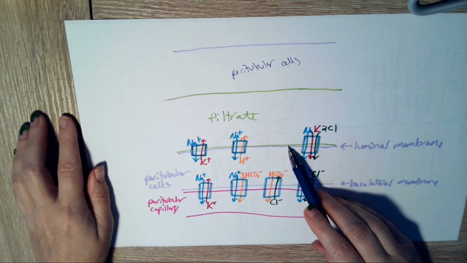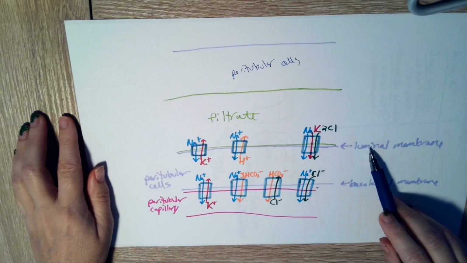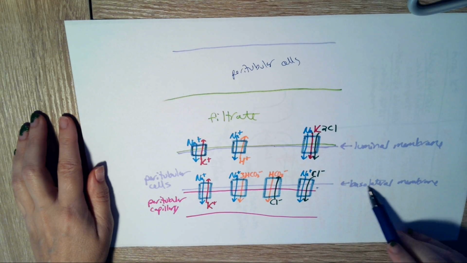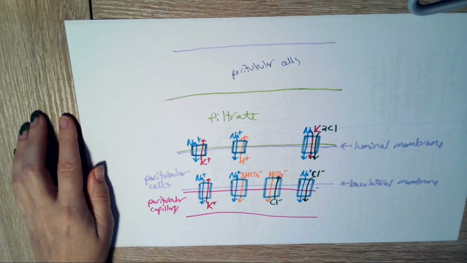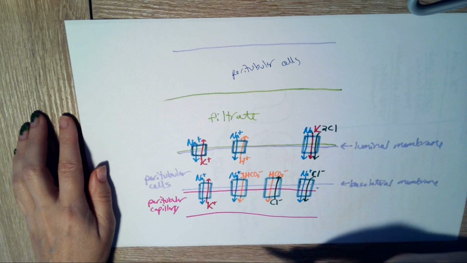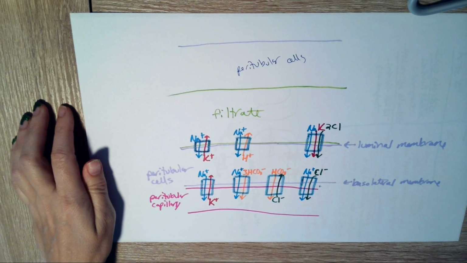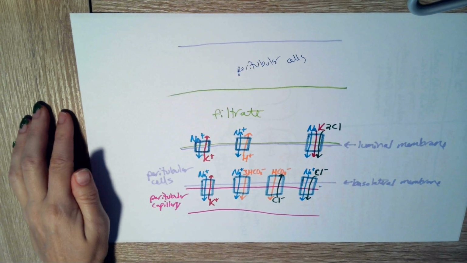Now these membranes have names. The one in contact with the filtrate is called the luminal membrane, and the one in contact with the blood on the other side is called the basolateral membrane. So what I want you to do here is focus on the sodium, because you know sodium's electrochemical gradient is to move into the cell.